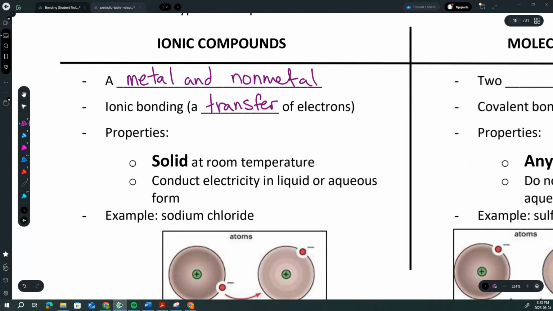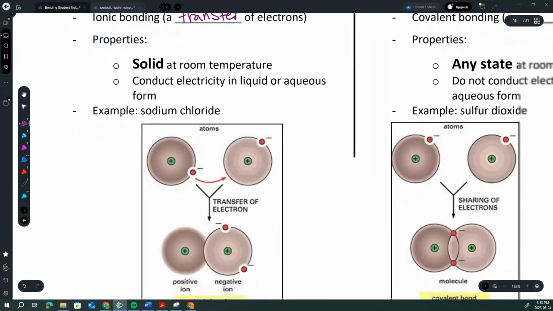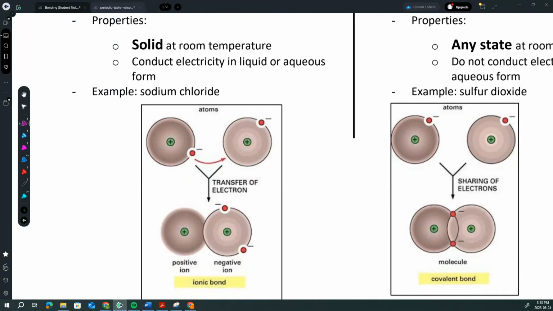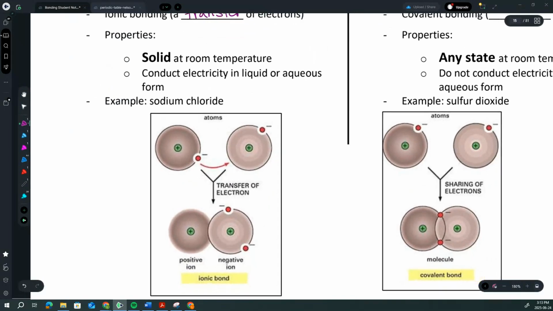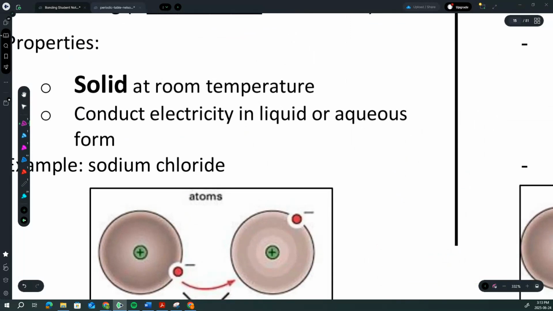So some properties of ionic compounds: they're going to be solid at room temperature, and they can conduct electricity when they're in the liquid state or aqueous state. So an example of an ionic compound would be sodium chloride, or if we wanted to write the chemical formula for that, that would be NaCl.